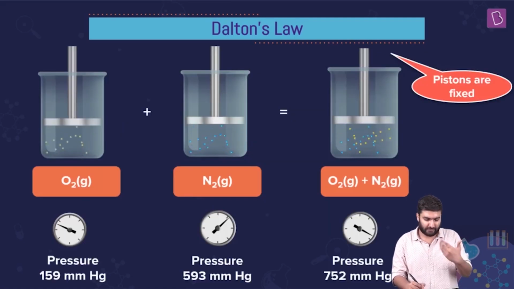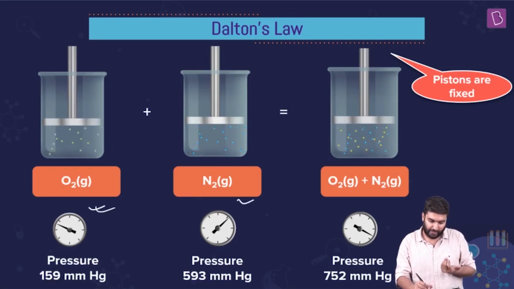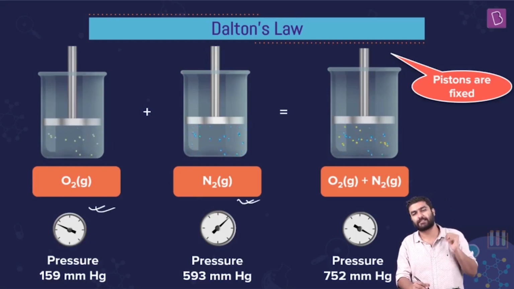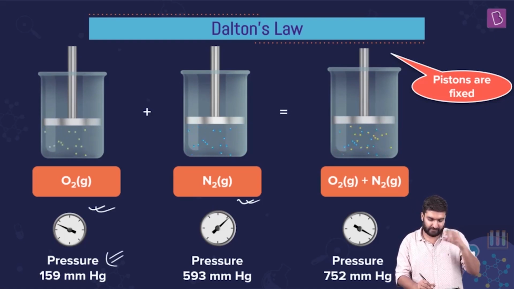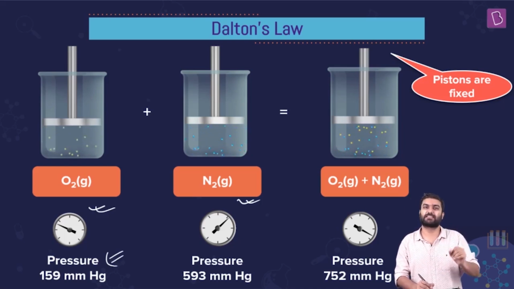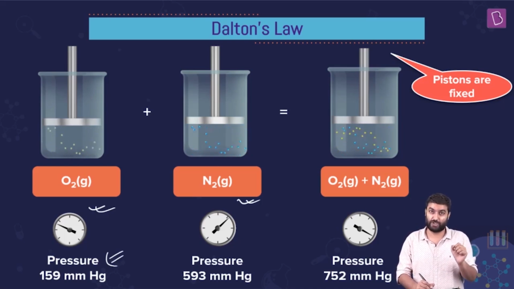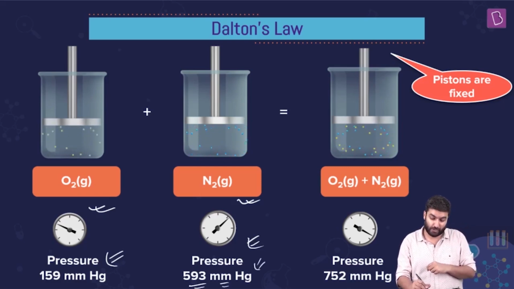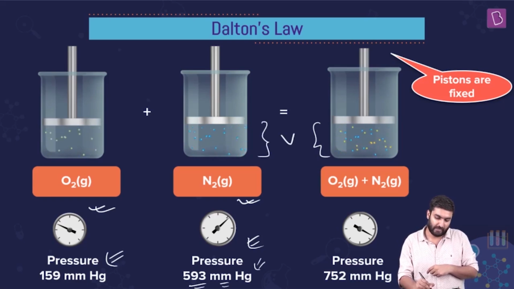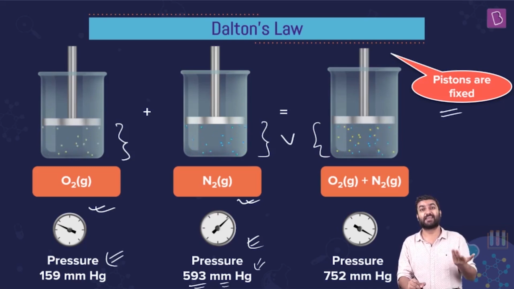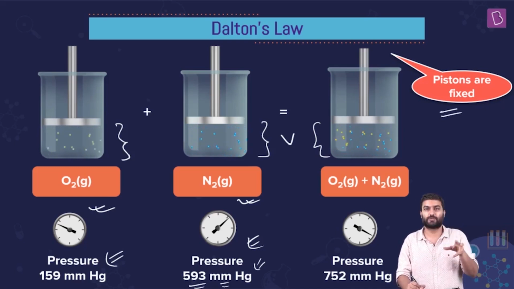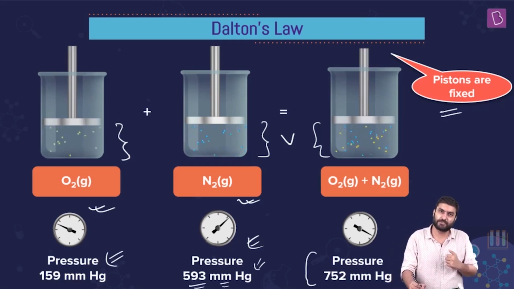You can further look at this. So what do we have? We have O2 gas, we have N2 gas, and they are not reacting at the specified temperature. O2 applies 159 millimeters of Hg pressure. Remember, millimeters of Hg is indeed a pressure unit. N2 applies 593 millimeters of Hg pressure. So when both gases are in the same volume, pistons fixed, and are somehow compressed and accommodated over here, the total pressure turns out to be a simple summation of the two individual pressures, right?